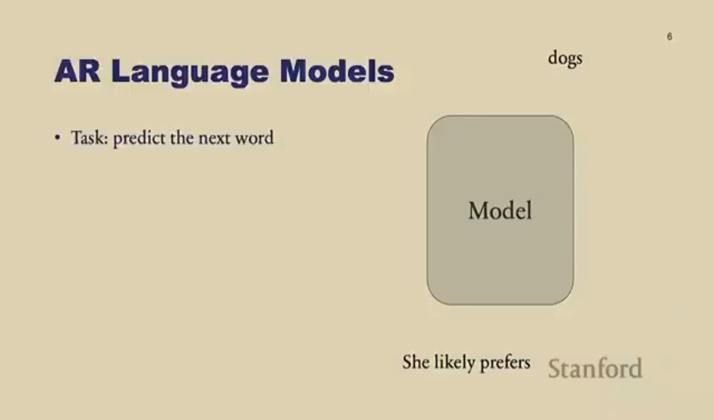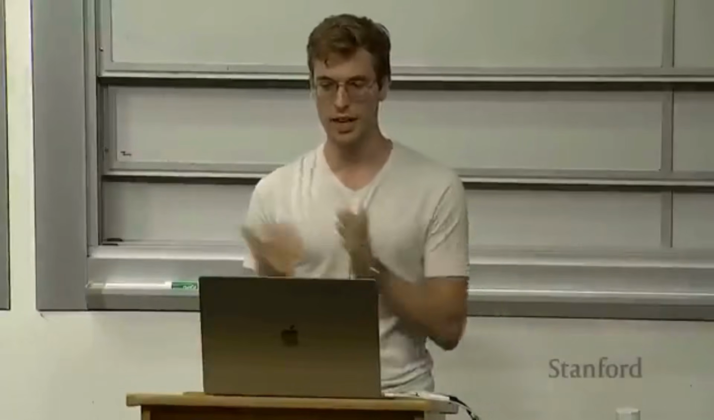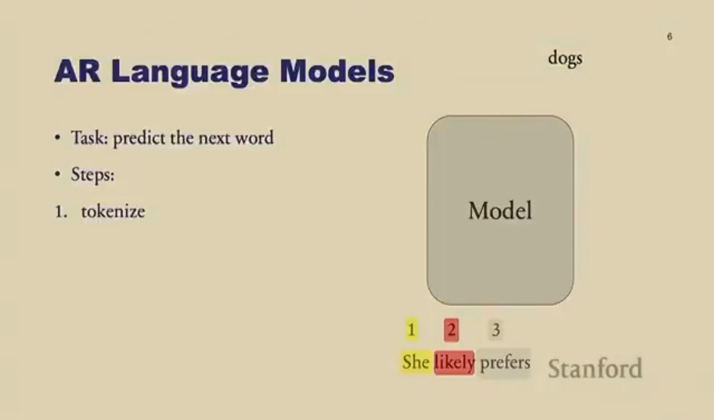Great. So autoregressive language models. At a high level, the task of an autoregressive language model is simply predicting the next word, as I just said. So if you have a sentence like "she likely prefers," one potential next word might be "dogs." The way we do it is that we first tokenize. So you take these words or subwords, you tokenize them, and then you give an ID for each token. So here you have 1, 2, 3. Then you pass it through this black box.